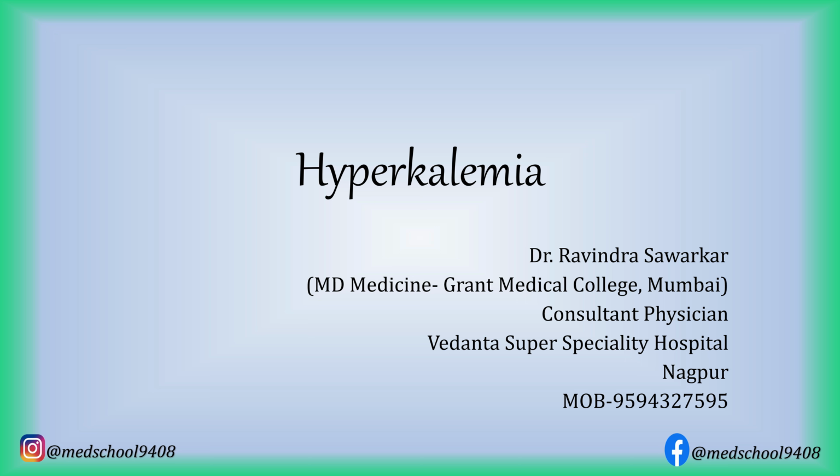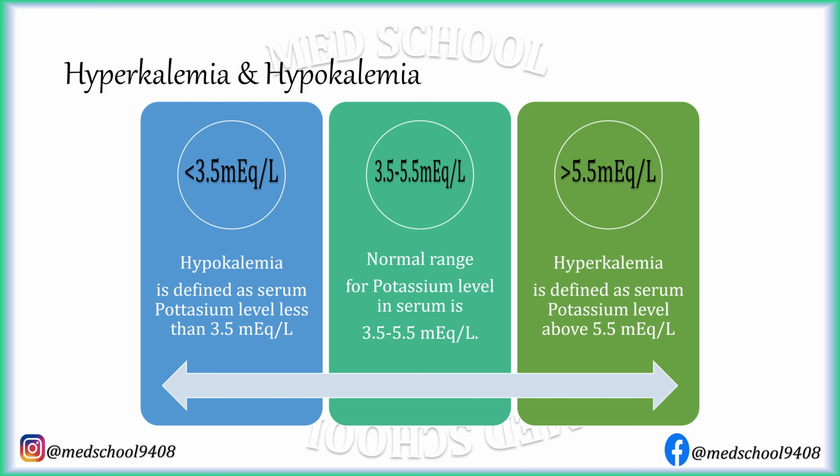Topic for this video is hyperkalemia. Normal range for potassium level in serum is 3.5 to 5.5 milliequivalent per liter. Hypokalemia is defined as serum potassium level less than 3.5 milliequivalent per liter, whereas hyperkalemia is defined as serum potassium level above 5.5 milliequivalent per liter. However, some labs use 5 milliequivalent per liter as upper normal limit for serum potassium level.